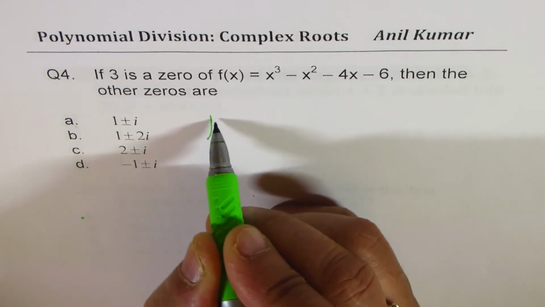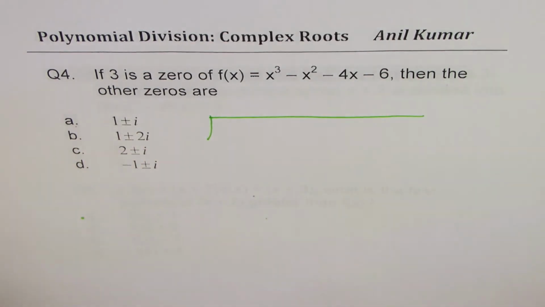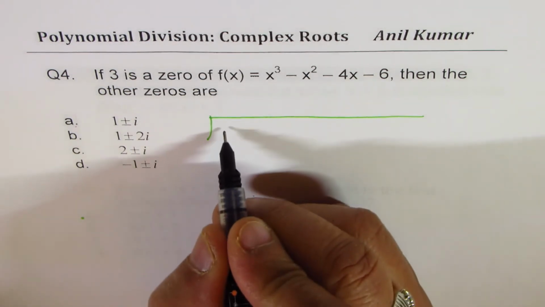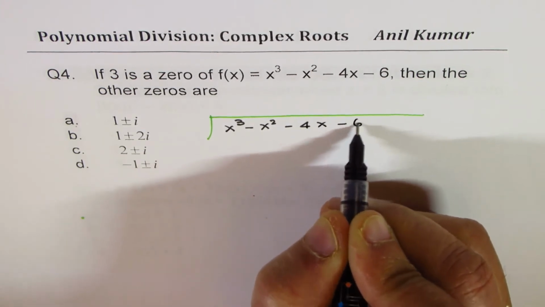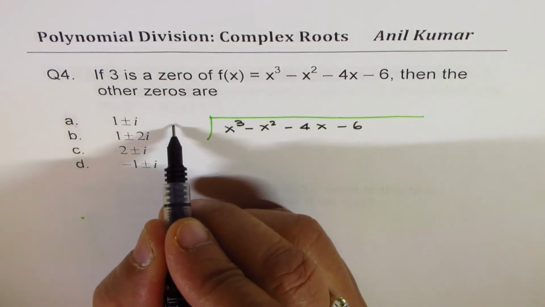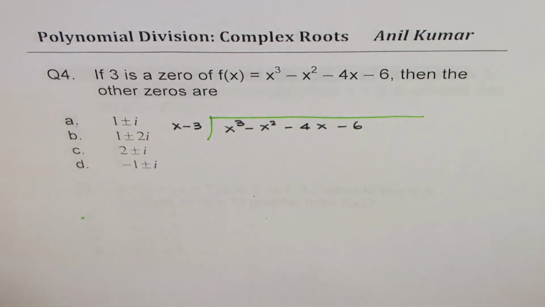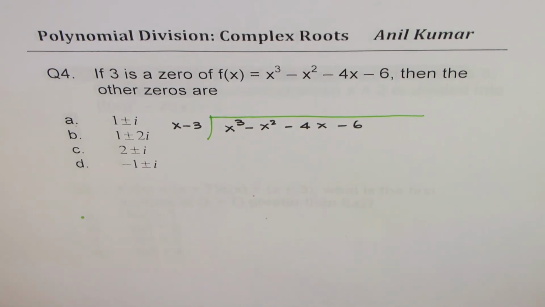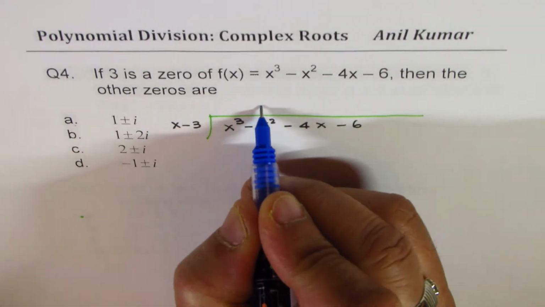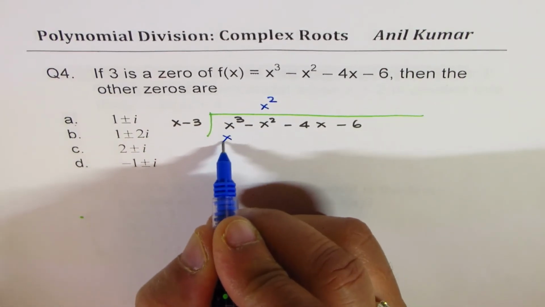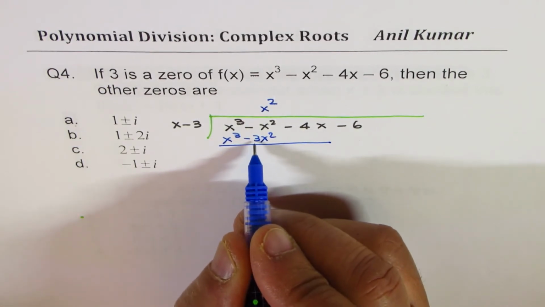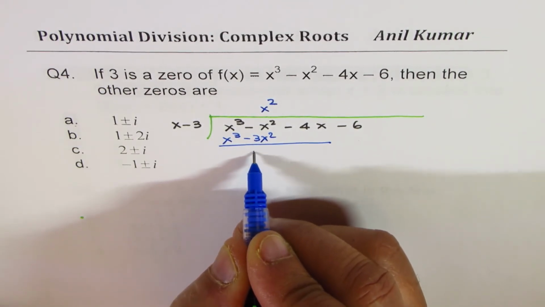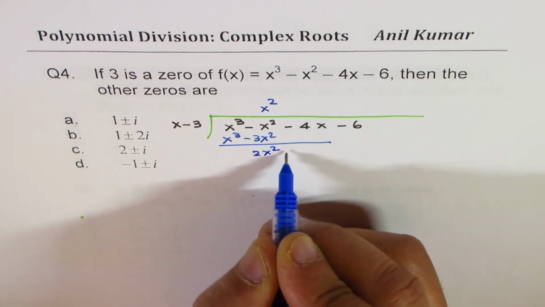So what we have here is, we are dividing x cubed minus x squared minus 4x minus 6 by, if 3 is a 0, x minus 3, right? So dividing that, let's see what the quotient is. First, you have to multiply by x squared. So we get x cubed minus 3x squared. That gives you 2x squared minus 4x.